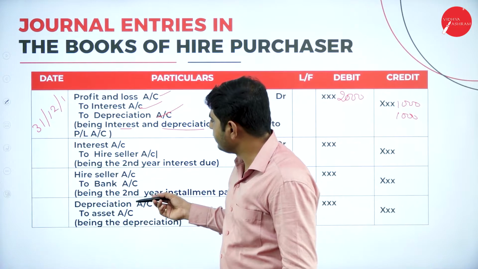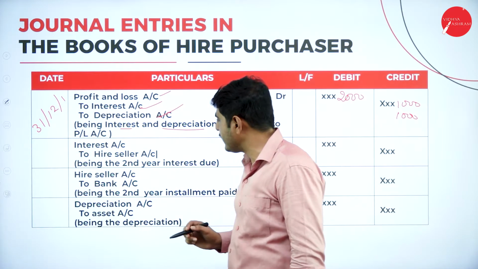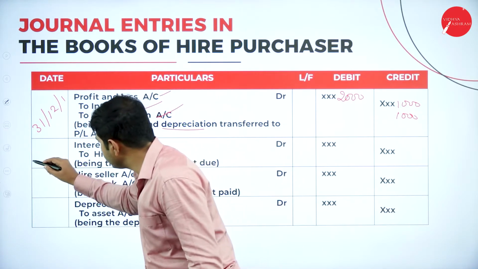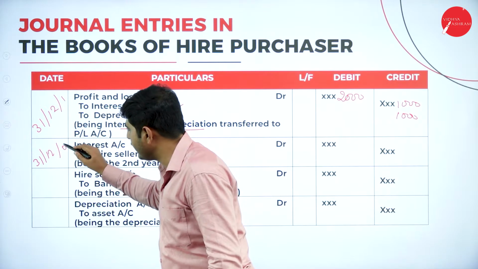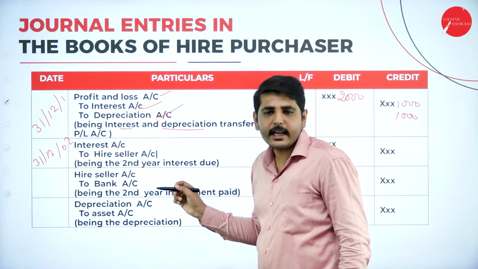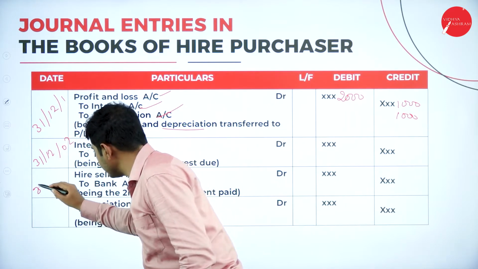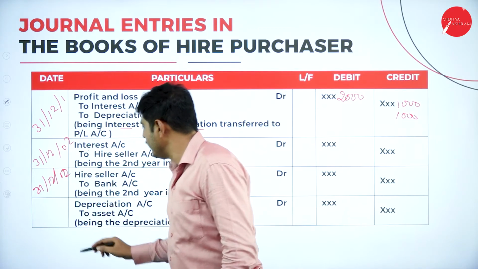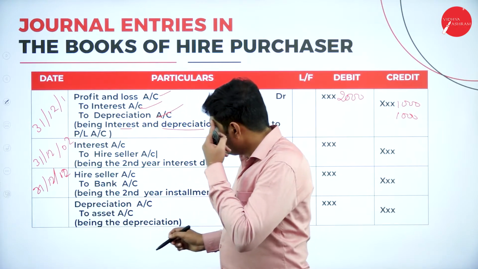Isn't it? That's why second year interest should be calculated. What is the journal entry for calculation of second year interest? Same, interest account to hire seller account. Here this is the first year. Now from the second year, 31st December, interest account to hire seller account, being the second year interest due. Again 31st December second year, hire seller account to bank account, being the second year installment paid.